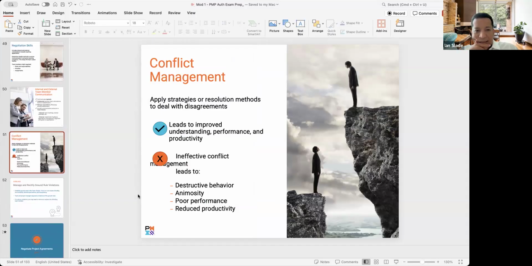Conflict management. All right, so let me fix this here. Good conflict management leads to improved understanding, performance, productivity. Bad conflict management leads to destructive behavior, animosity, poor performance, name calling, reduced productivity. And as you can see, again, I'm going to go back to cable news. Which one does cable news do a lot of? Is it the good conflict management or the bad conflict management?